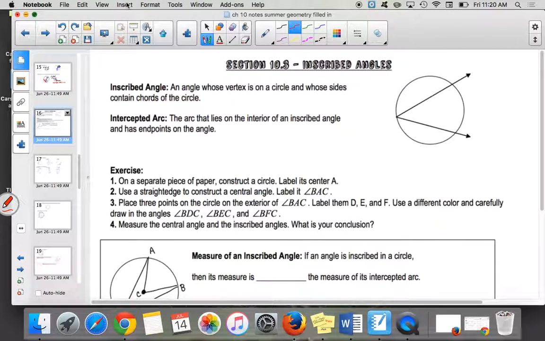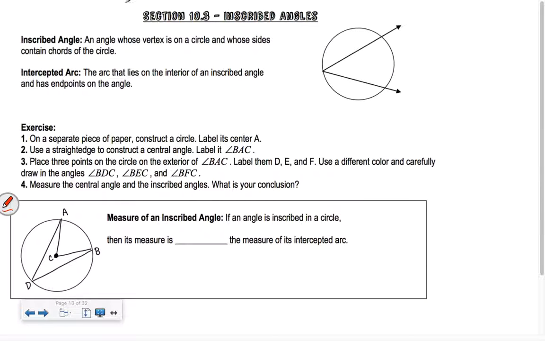7.3 is on inscribed angles. So we've already learned about central angles. Do you guys remember what a central angle was? It's the angle that is in the center of the circle. So the vertex is the center.